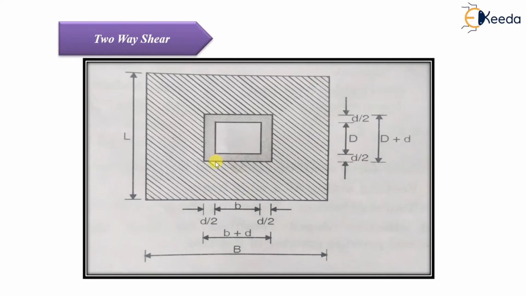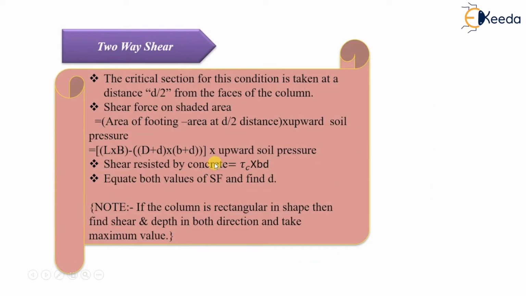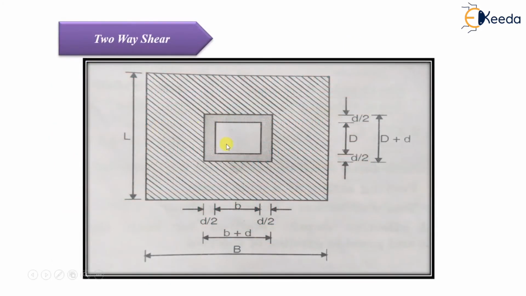So how will we calculate the shear force of that shaded area? Again, we know that we calculate the shear force by multiplying the upward soil pressure and the area of footing, or area of critical section. We know the area of footing, that is L into capital B. We will get the total area, but we have to subtract the column portion as well as the d by 2 distance from all four faces. That means from the whole area we have to deduct the area at d by 2 distance.